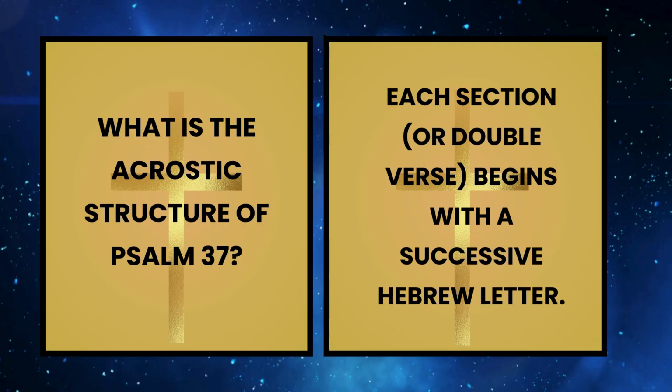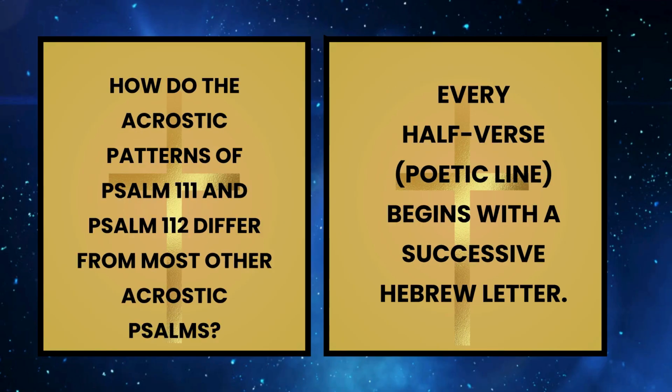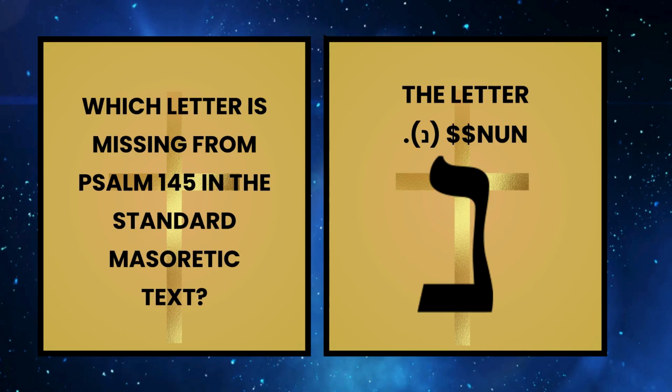What is the acrostic structure of Psalm chapter 37? Each section, or double verse, begins with a successive Hebrew letter. How do the acrostic patterns of Psalm chapter 111 and Psalm chapter 112 differ from most other acrostic psalms? Every half verse, or poetic line, begins with a successive Hebrew letter. Which letter is missing from Psalm chapter 145 in the standard Masoretic text? The letter Nun is missing.